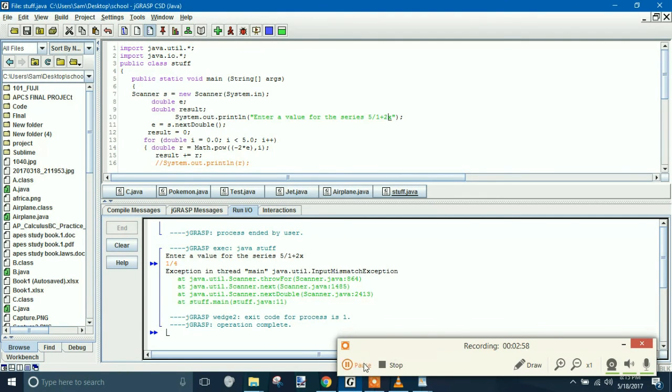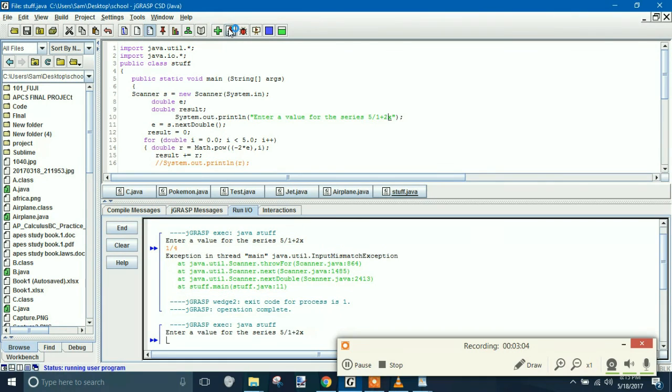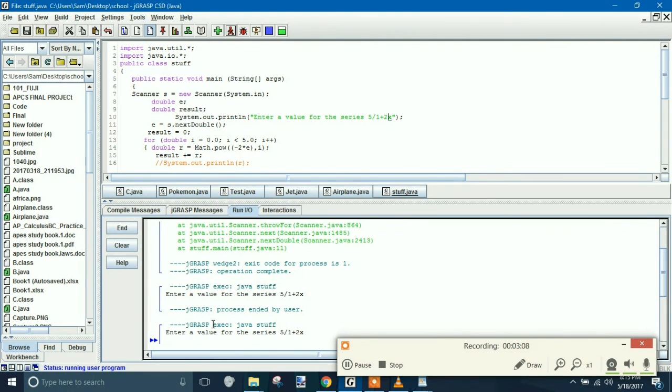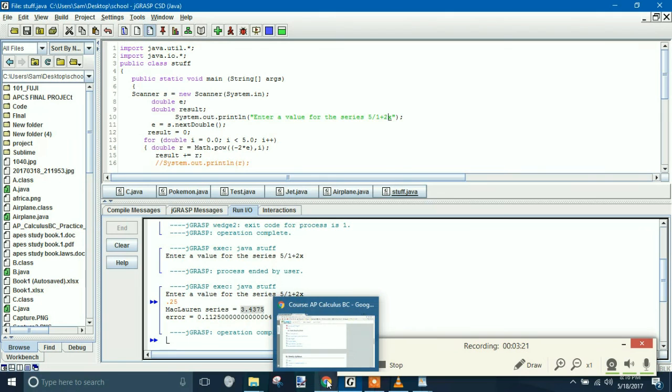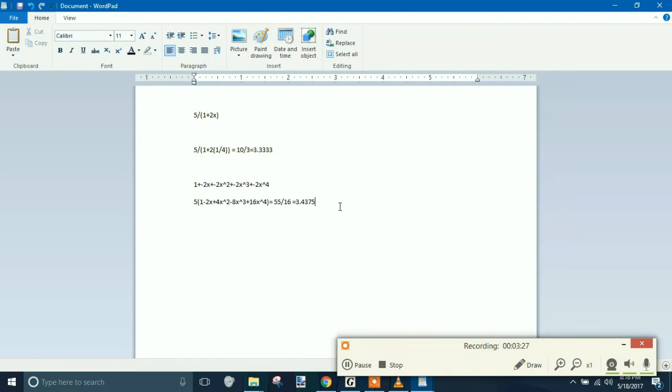All right, going to leave again for another moment. Resume. Right, of course, we can't put 1 over 4 because it needs a double. So we're going to put 0.25, because this program can't take 1 over 4. And we see that the answer given here is 0.4375.